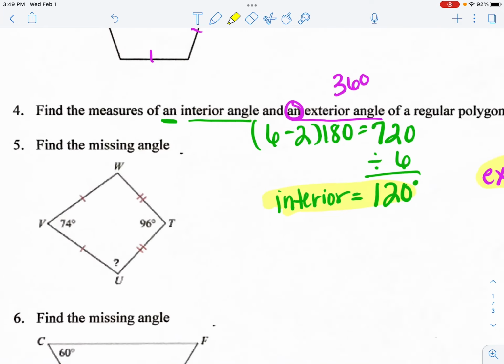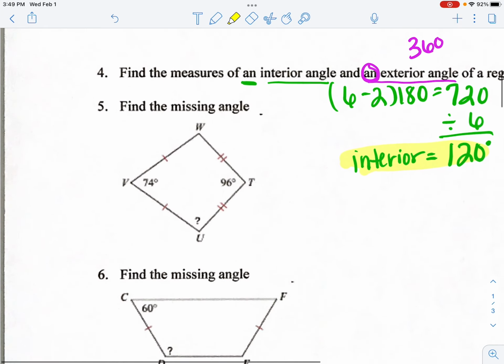Honestly, all the rest of them are just like the ones we practiced yesterday. So let's look at number 5. For number 5, this is a kite, and I can see that because of how it's marked. They didn't have to tell me that. And I know this is very similar to the one that I worked on the board that hopefully you got very well, like when you wrote it down. This one and this one are going to be the same. And we know that all 4 of them together have a total of 360.